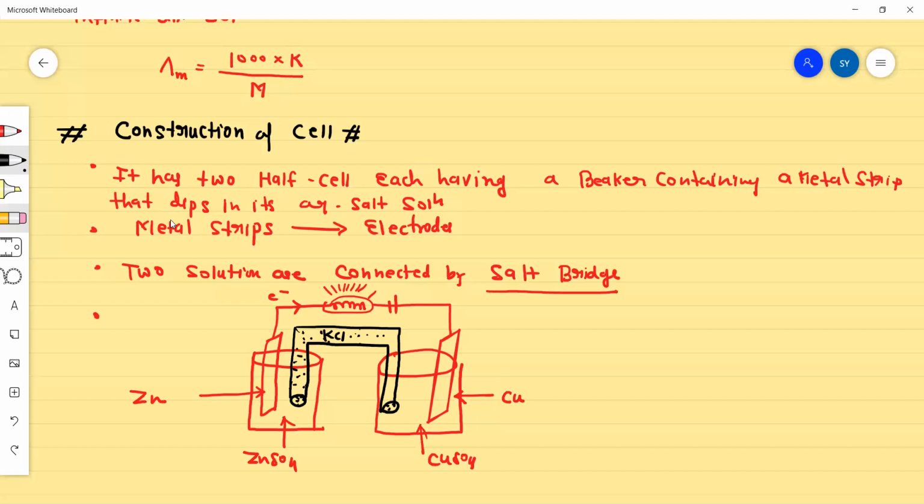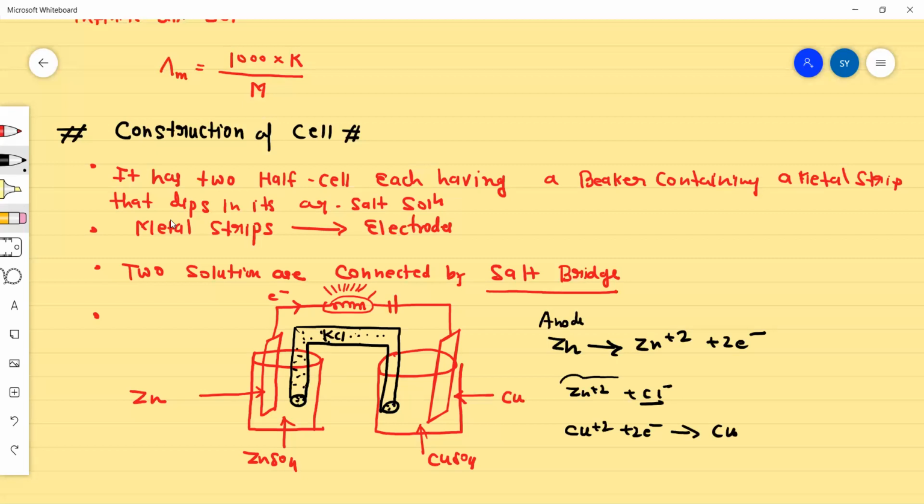The zinc loses electrons and forms Zn+2, and these 2 electrons travel through the external circuit, that is the wire, and internally there is a transfer of ions. So Zn+2 combines with Cl-, which comes from the KCl, and it maintains electrical neutrality. And the copper ion gets these 2 electrons and is converted into Cu. So you can say the zinc is getting oxidized at the anode, and copper is undergoing the reduction process.